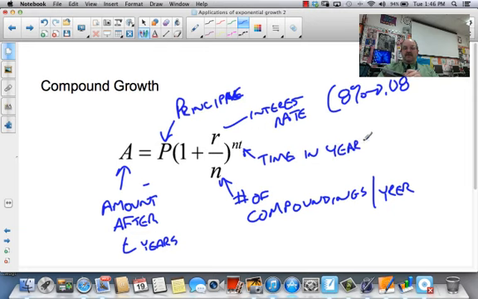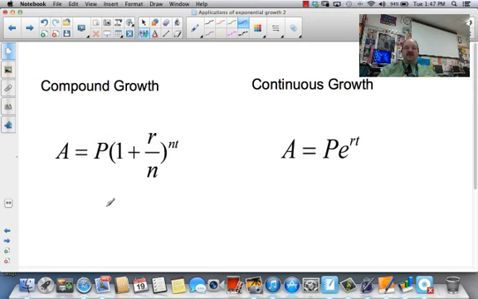So the number of compoundings per year means how often you get interest. Do you get interest once a month? Once a week? Every day? Whatever. We'll talk about what that all means as we go forward.